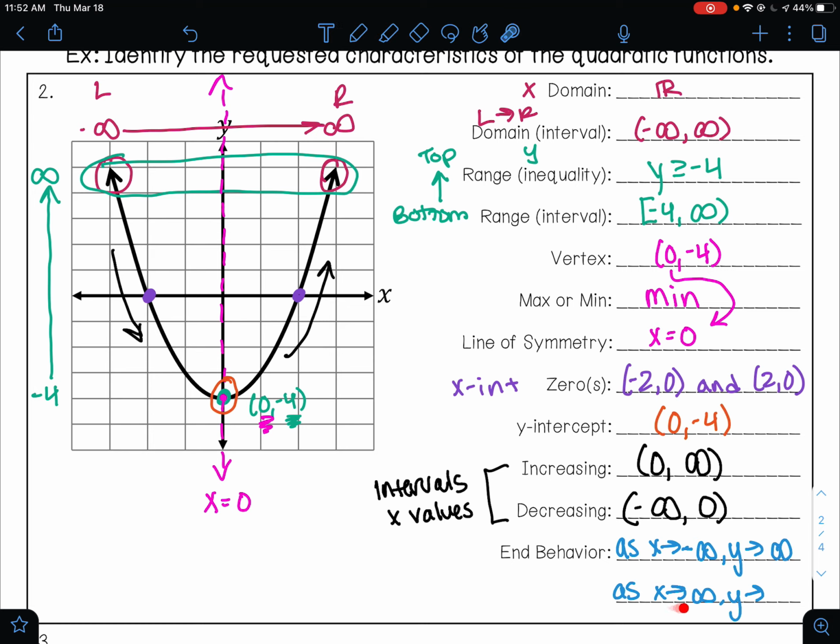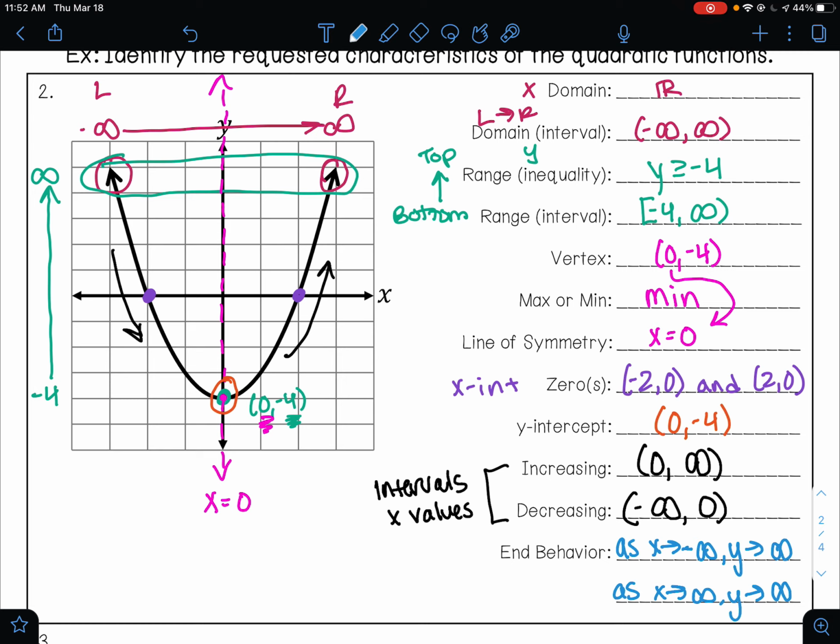As x approaches positive infinity, that's telling us to look at the right side. The right side of my graph is pointing up. So if it's pointing up, that means that y is going to positive infinity.